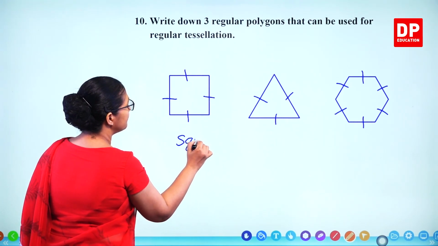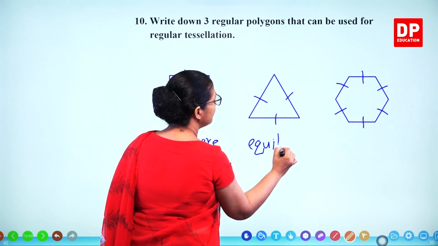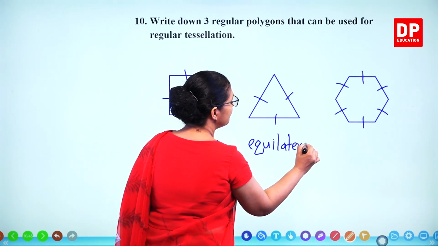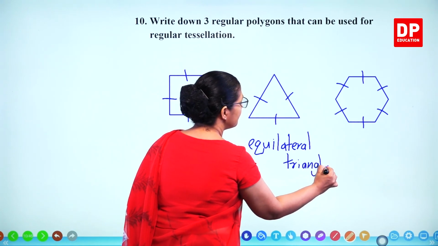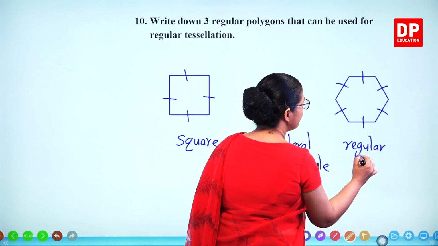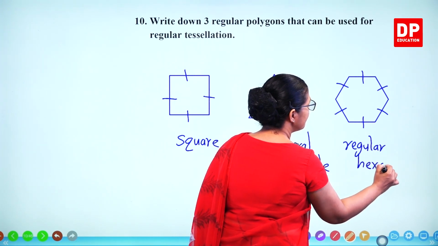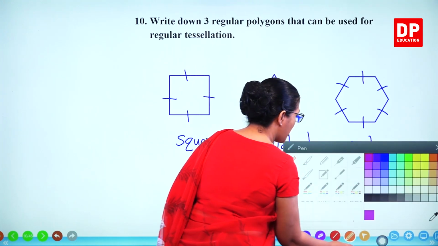Square, equilateral triangle, and regular hexagon. So you get 2 marks.